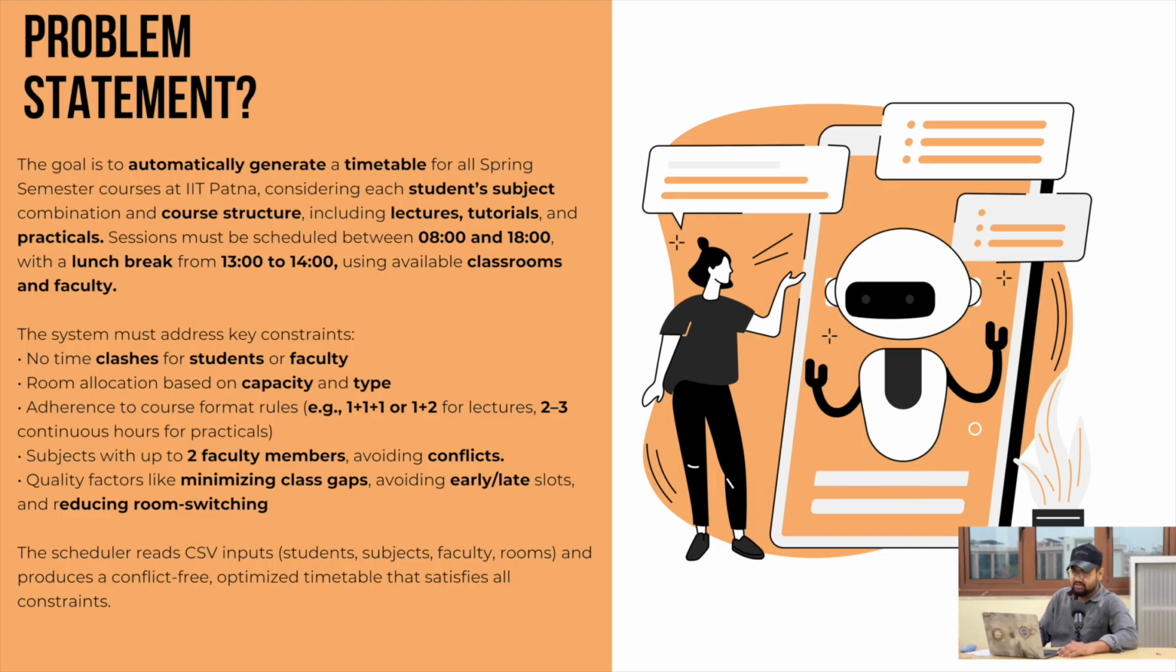The system must address key constraints: no time clashes for students or faculty, room allocation based on capacity and type, adherence to course format, like if we have a 3-credit format of a course or a subject, either we can distribute it into 1 hour each day for 3 days, or a 1-hour class on the first day and a 2-hour class on the second day, in a week. Subjects with up to 2 faculty members should avoid conflicts.